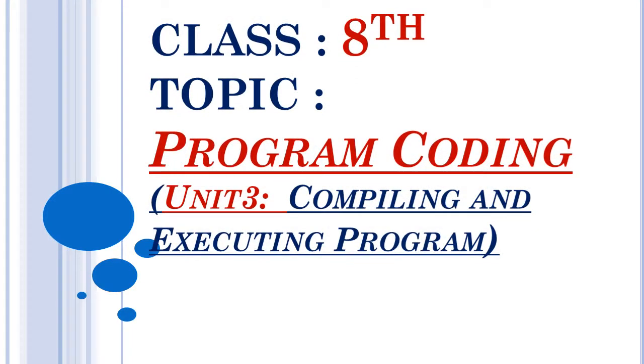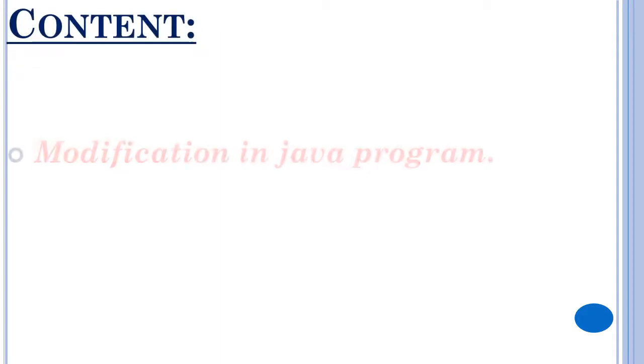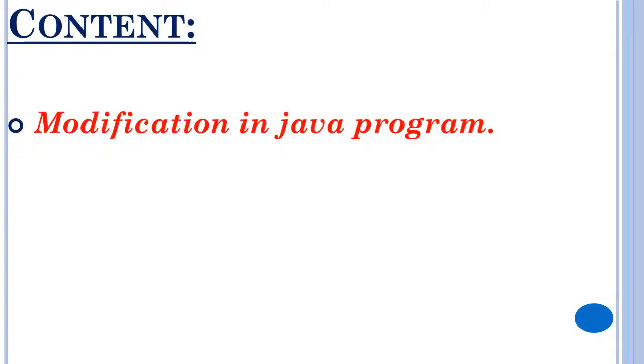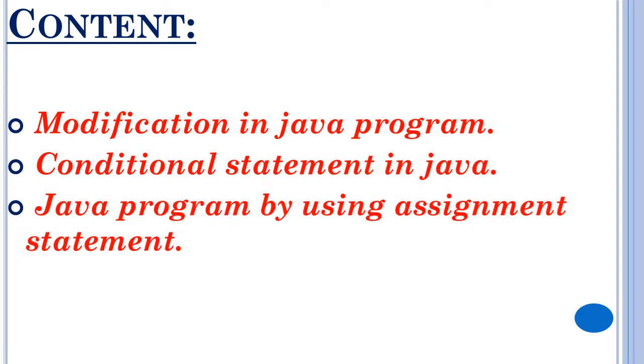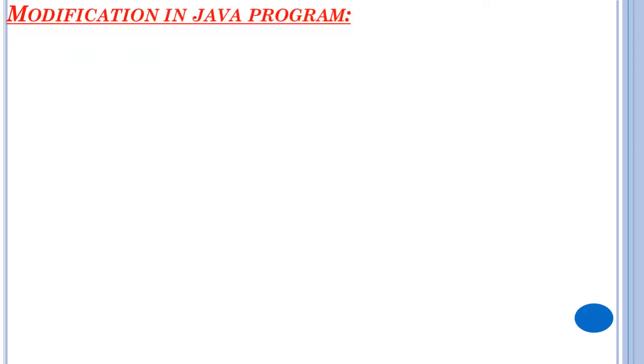Today I am going to continue unit 3 from program coding, that is compiling and executing programs. First is about modification in Java program, second is conditional statement in Java. Third one, Java program by using assignment statement. First topic is about modification in Java program.